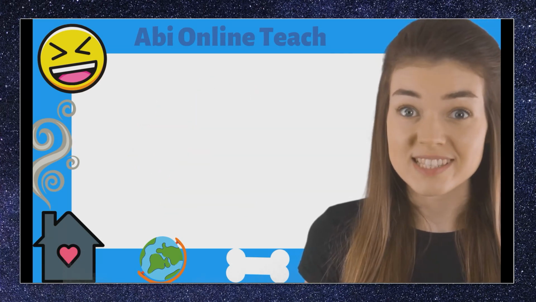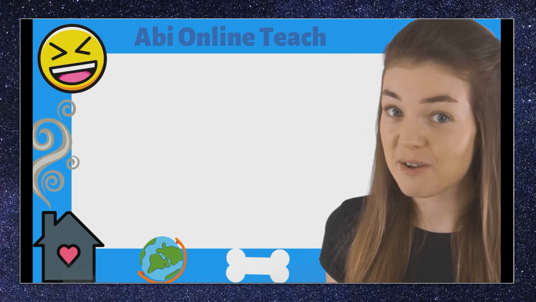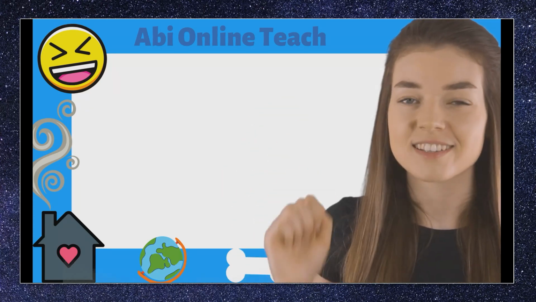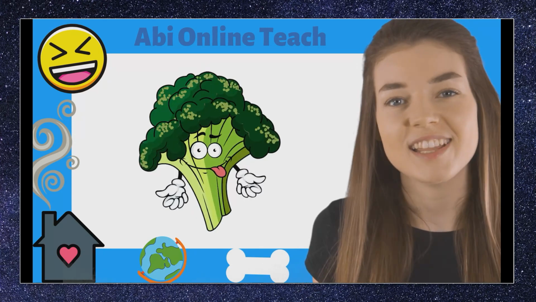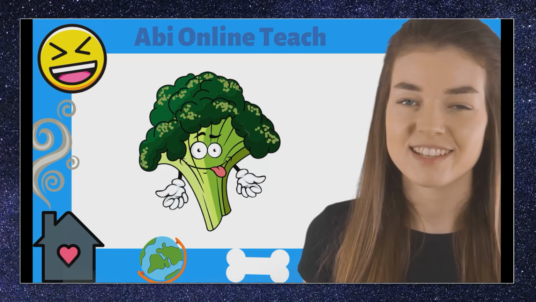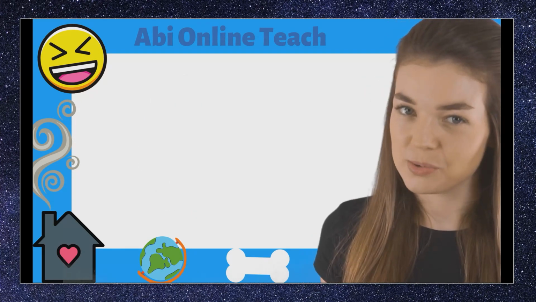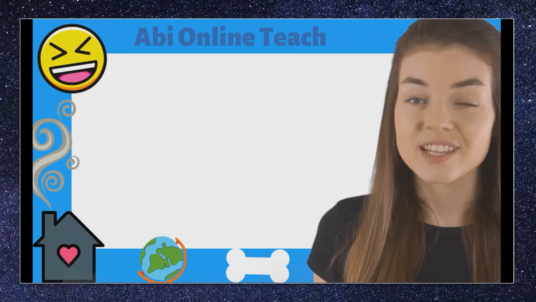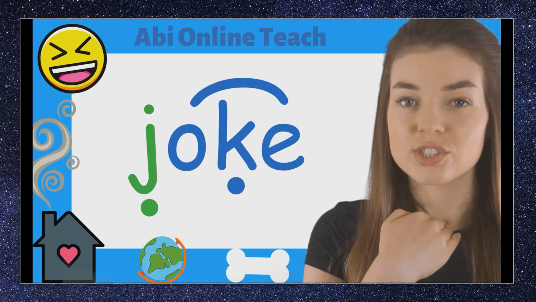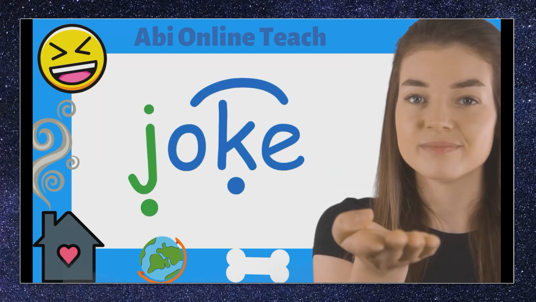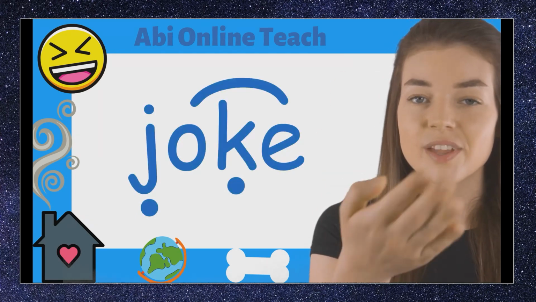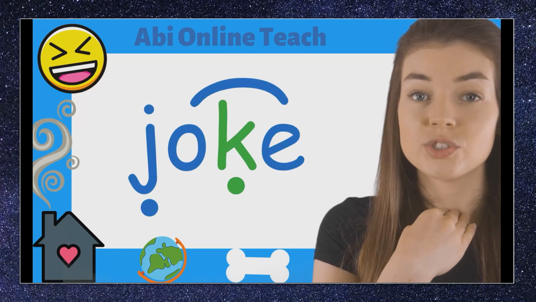Can you think of any other words with the O sound in? What about when we say something funny? For example, knock knock. Who's there? Broccoli. Broccoli who? Broccoli doesn't have a last name, silly. Now what is that called? It's called a joke. Joke. Your turn. Joke.